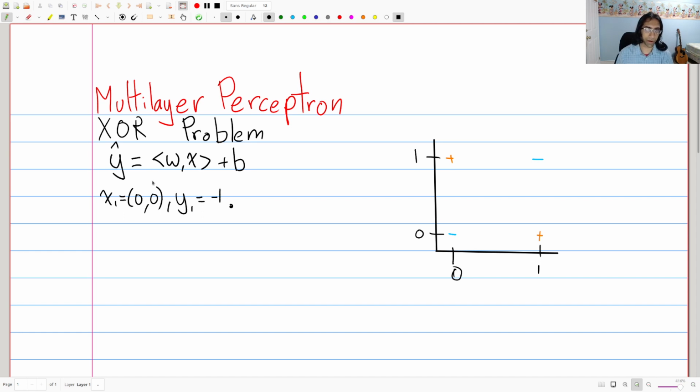Now what does this imply about our parameters here? Well, we know that y hat for this should be less than 0. If we take the inner product of w and x1, then we'll just get 0 because it's 0. And so plus b just tells us that b has to be less than 0, because this term will just cancel out, and therefore we need this to be the same sign as what we wanted, which is -1. Okay, so that's one constraint that we have. If we want to classify this point correctly, we need b to be less than 0.